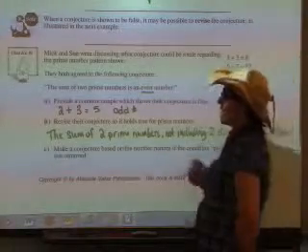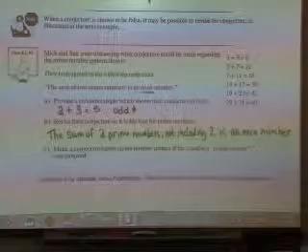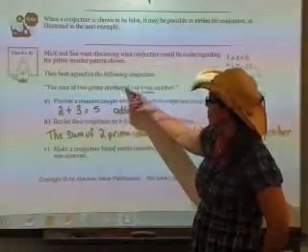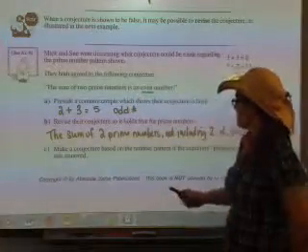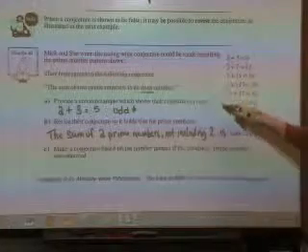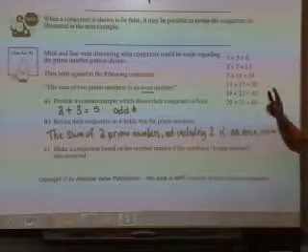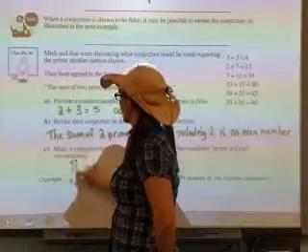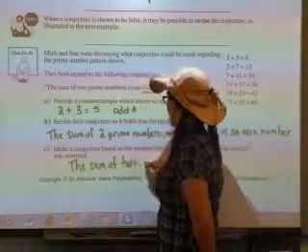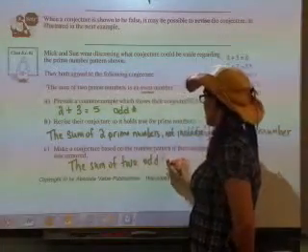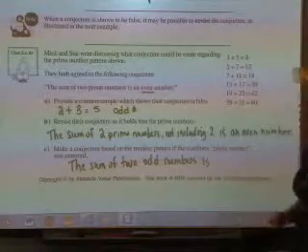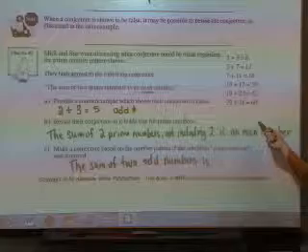And then C says, make a conjecture based on the number pattern if the condition prime number was removed. So if I remove the condition of a prime number, what were the rest of these numbers? What types of numbers were all of these ones? Odd. So the sum of 2 odd numbers is what? What were these numbers? Even.